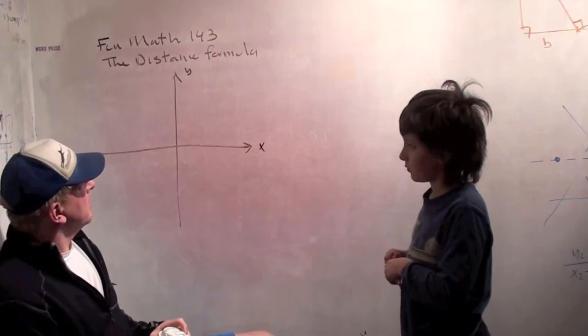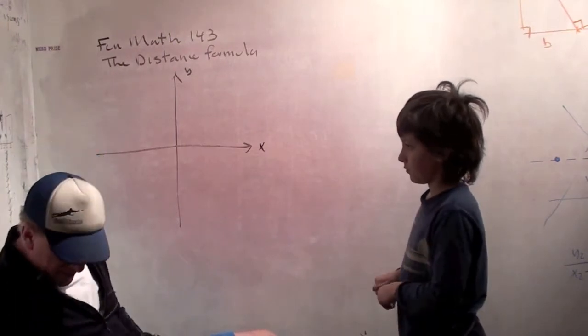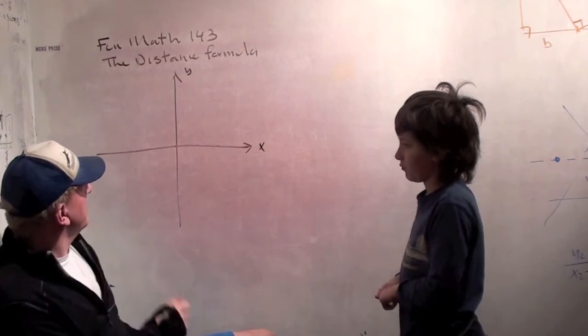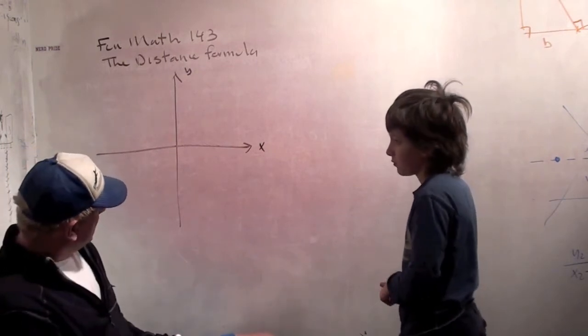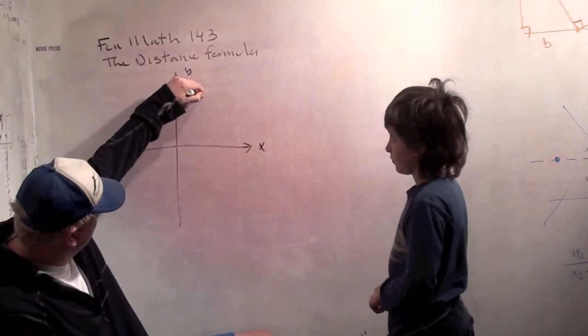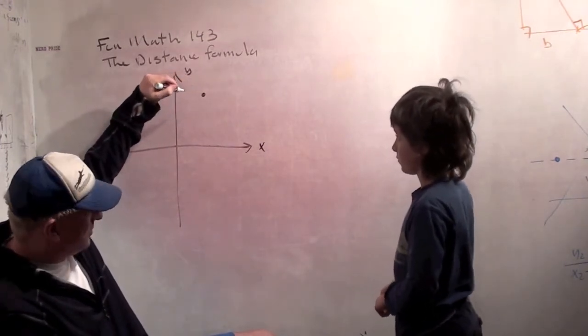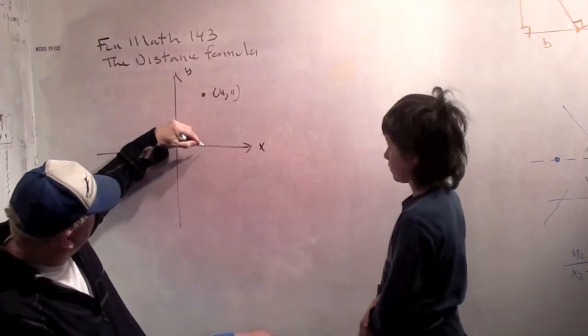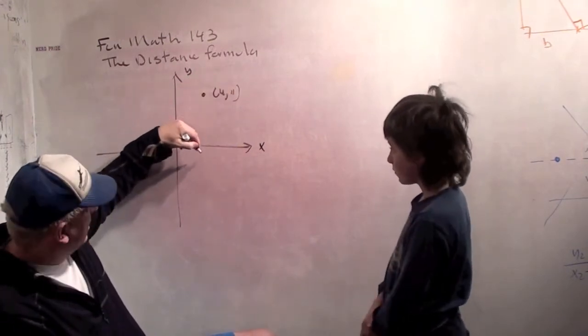The one thing they talked about today, which I think is really important to remember and learn about, is something called the distance formula. So we have our x and y plane, and let's say we have a point here that's, oh, I don't know, (4, 11), which means we go over 4 in x and then up 11.